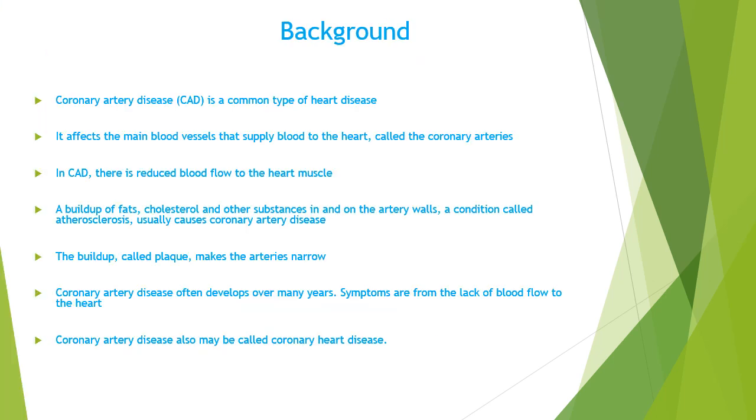So coronary artery disease is a common type of heart disease. It affects the main blood vessels that supply blood to the heart, called the coronary arteries. So during this, there's a reduced blood flow to the heart muscle. Buildup of fats, cholesterol, and other substances occurs on the artery walls in a condition known as atherosclerosis, and this usually causes coronary heart disease. The buildup, called plaque, makes the arteries narrow.